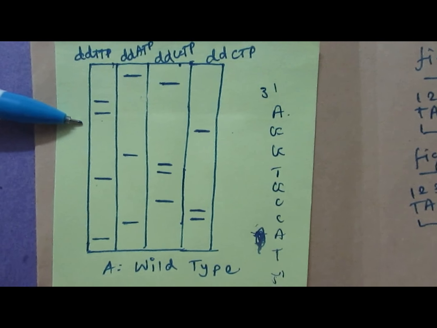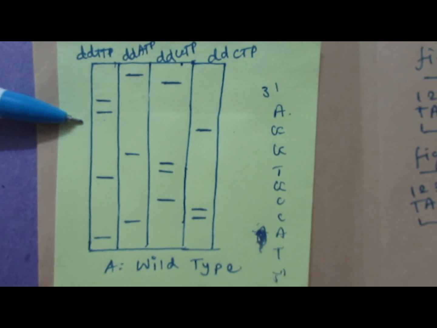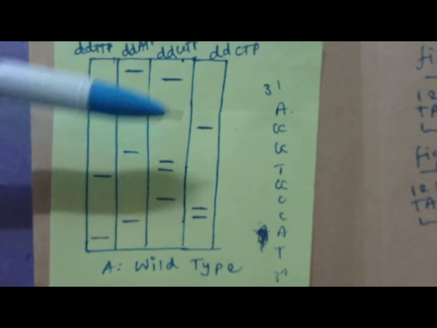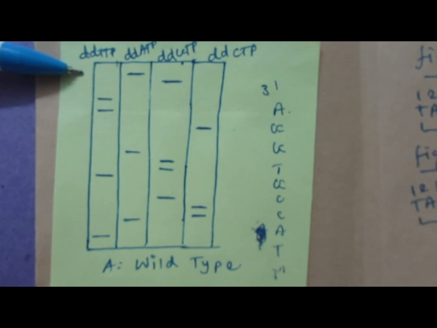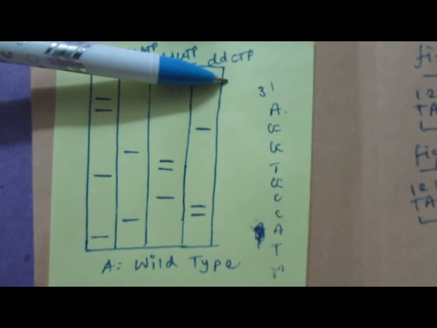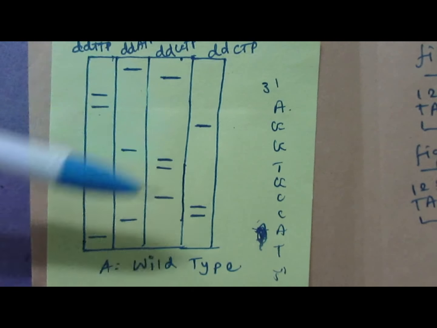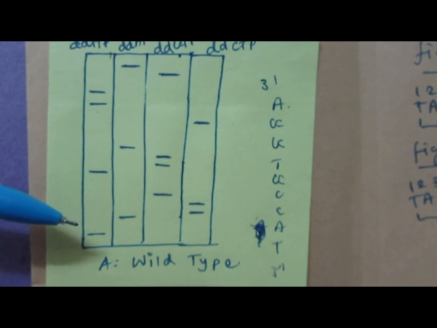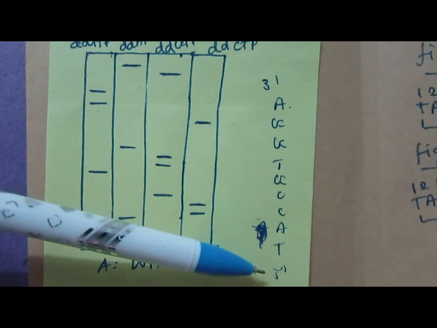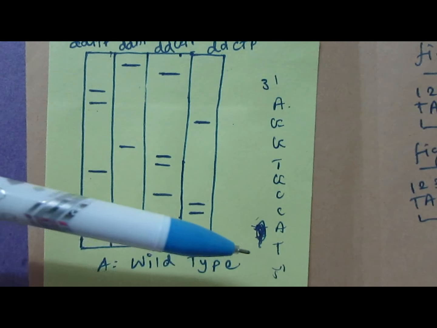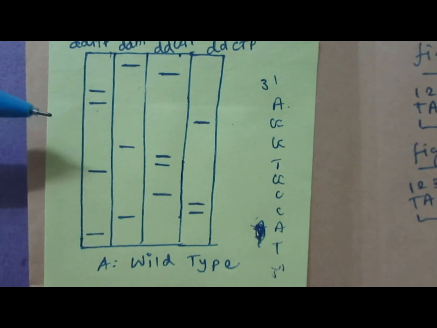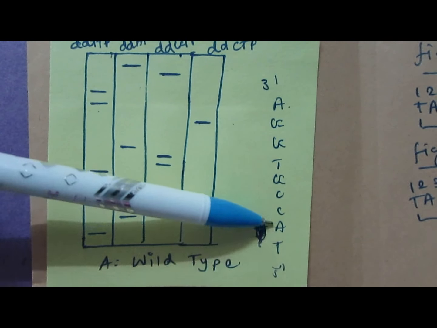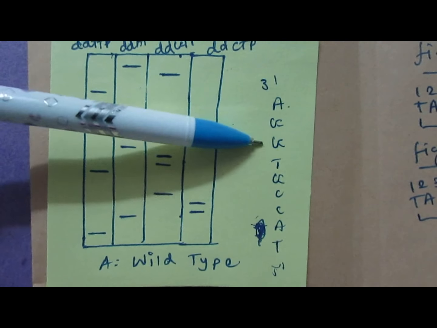So figure A shows a wild type strain, and the electrophoretic pattern contains a total of 4 different lanes, starting from dideoxy TTP to dideoxy CTP. Based on that I found that there are a total of 14 bands present, starting from the 5' to 3' end. If I put the whole sequence of the wild type strain, it starts from T, A, C, C, G, T, G, G and A.